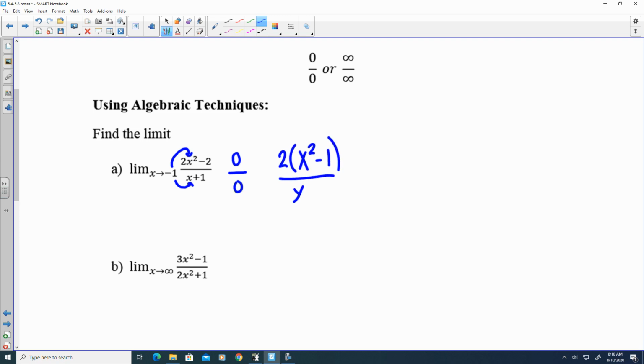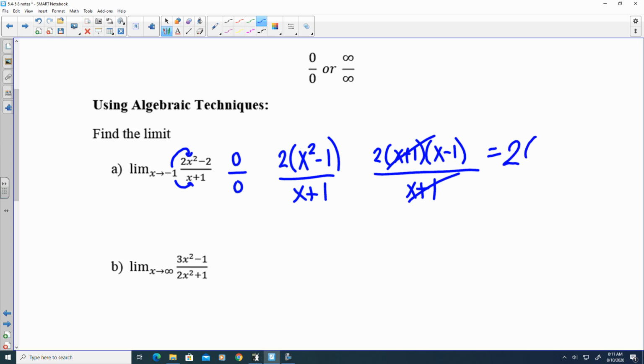So I took a 2 out of the top, and then I recognize that I can factor the top to x plus 1, x minus 1 as the difference of squares. And the x plus 1's cancel, so I'm left with 2 times x minus 1, which I can certainly plug -1 into and get an answer. So when I plug -1 in, I get -4. So that's nothing new.